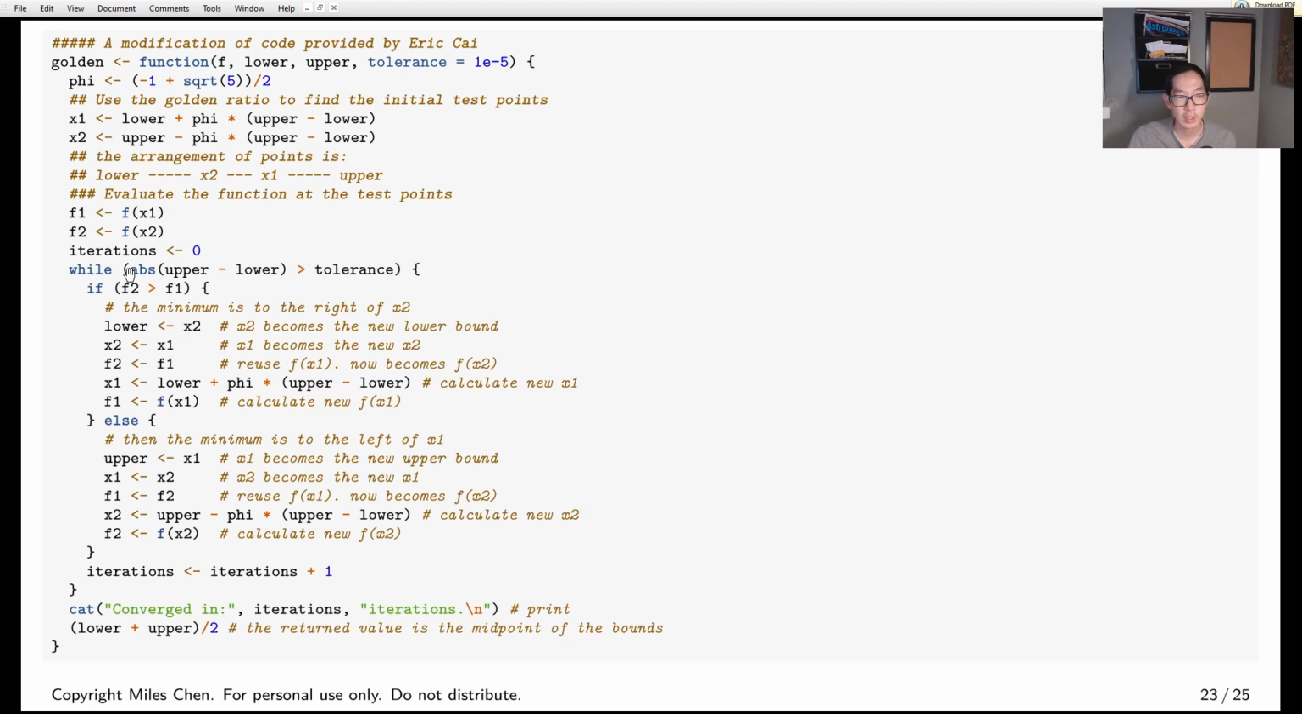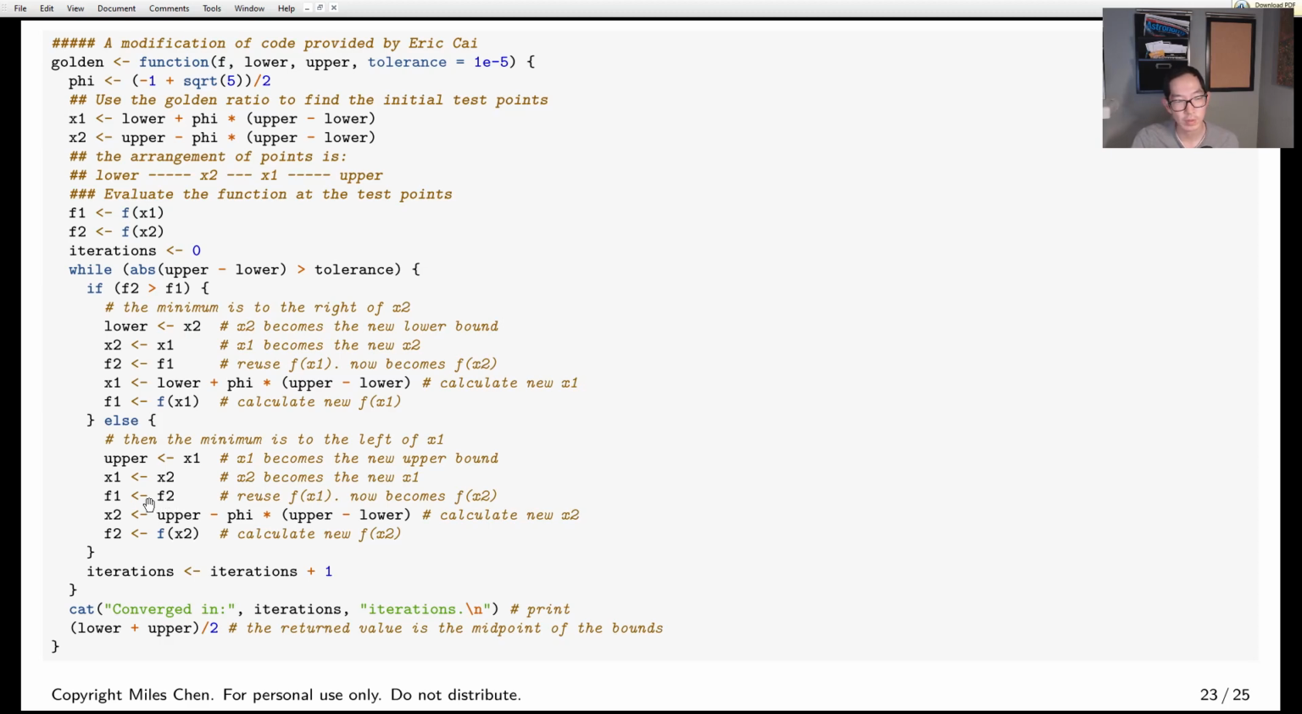On the other hand, if f2 is less than f1, then we'll throw away everything to the right, and the minimum has to be between the lower bound and x1. So x1 will become my new upper bound, x2 becomes the new x1, the new interior point. I'll reuse the value of f2 that I calculated earlier. I don't need to recalculate it.